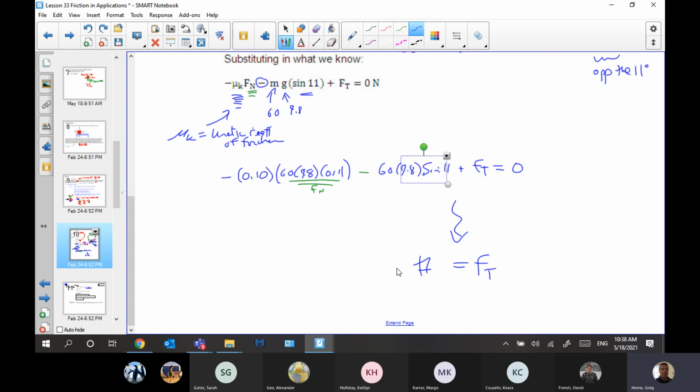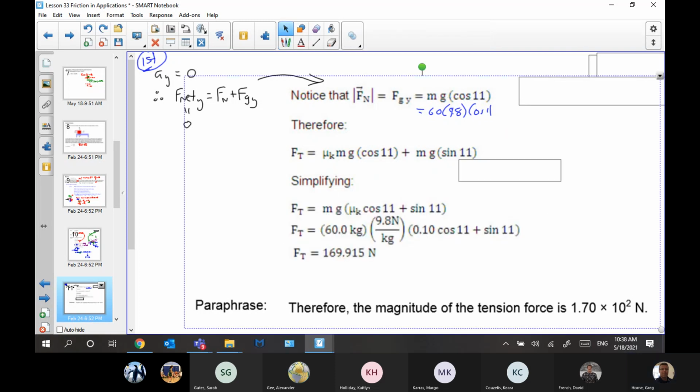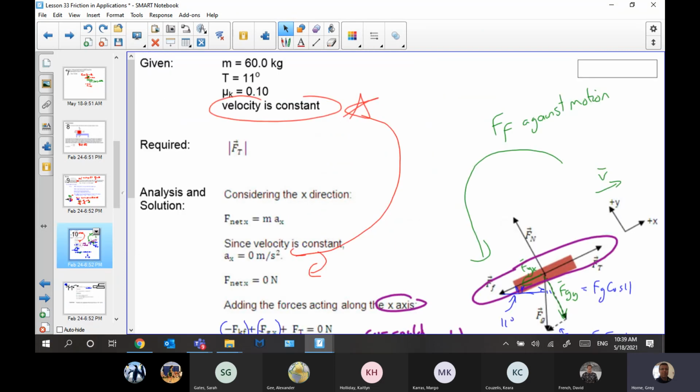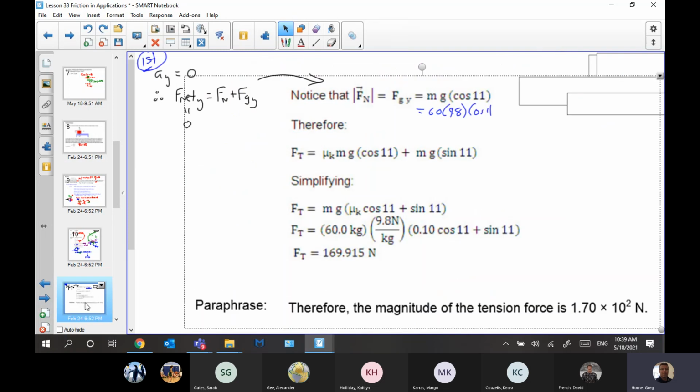I feel like it's so much easier to follow. So I wanted to just help you see that version of things where they're putting that normal force in, but they're solving for the tension force first, making it harder to follow algebraically. But there's the same stuff, right? There's the 0.1, the 60, the 9.8, the cos 11. It's all the same stuff. But anyways, they just numerically solved and got a value of 169.915 is what this one would be as well.